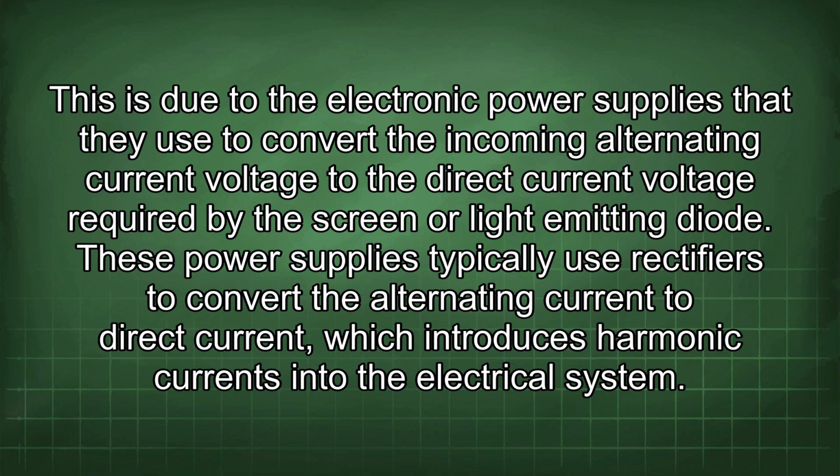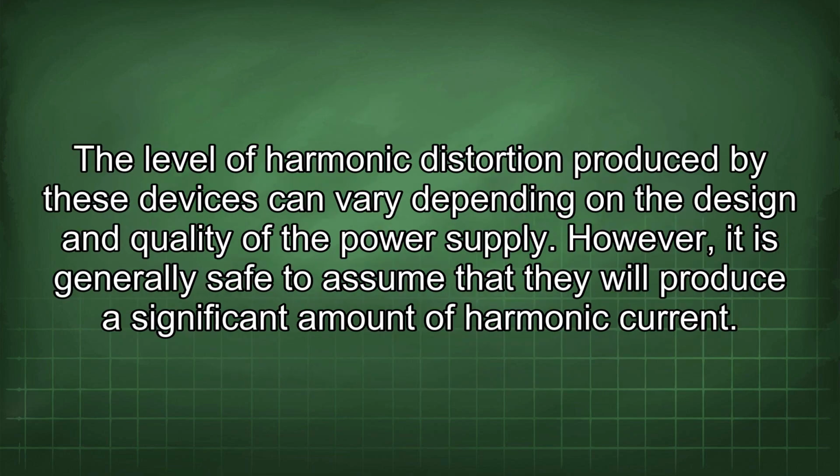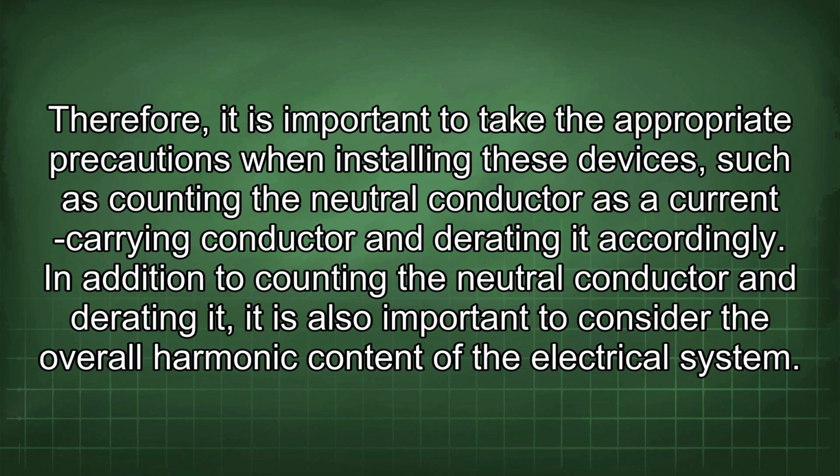These power supplies typically use rectifiers to convert the alternating current to direct current, which introduces harmonic currents into the electrical system. The level of harmonic distortion produced by these devices can vary depending on the design and quality of the power supply. However, it is generally safe to assume that they will produce a significant amount of harmonic current. Therefore, it is important to take the appropriate precautions when installing these devices, such as counting the neutral conductor as a current-carrying conductor and derating it accordingly.